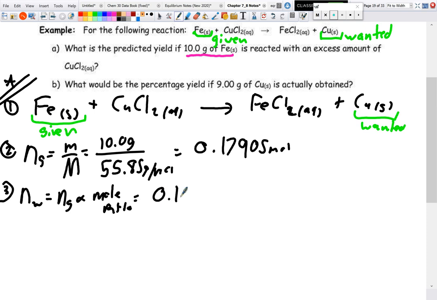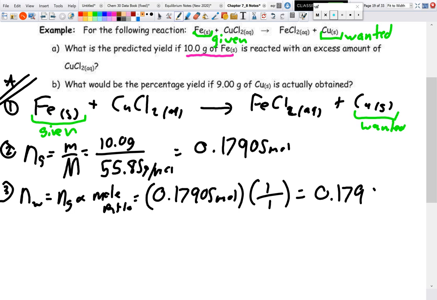So that is our 0.17905 moles times our mole ratio, which is the coefficient of our wanted, which is 1, over the coefficient of our given, also 1. And of course, step 4, solve the question. Our predicted yield, of course, what mass are we expected to collect at the end of the day? Mass is equal to number of moles times our molar mass.